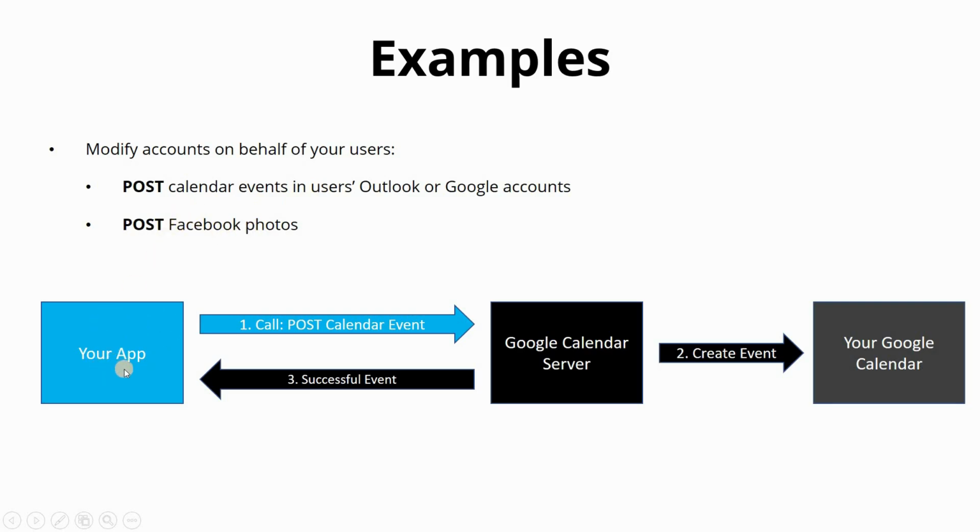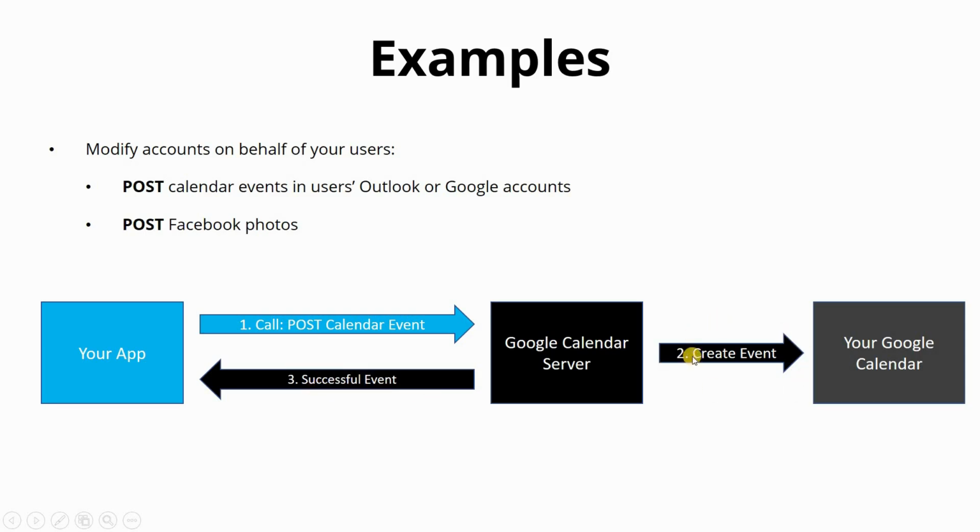So here's an example of the event flow. Your app would send out a POST call with event information. So it would have date, time, the title of the event, things like that. It would send that request to the Google Calendar server. The Google Calendar server will approve this request and create the event, and the event will show up in your Google Calendar. Also, as a part of this process, Google will send you back a response to let you know that it was successful.